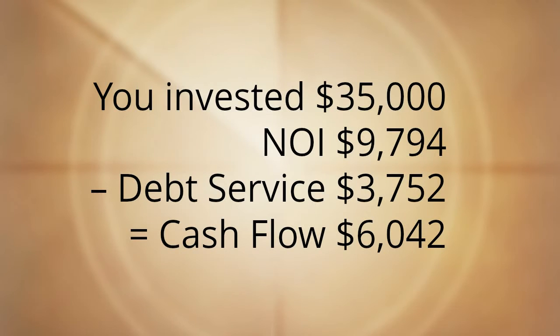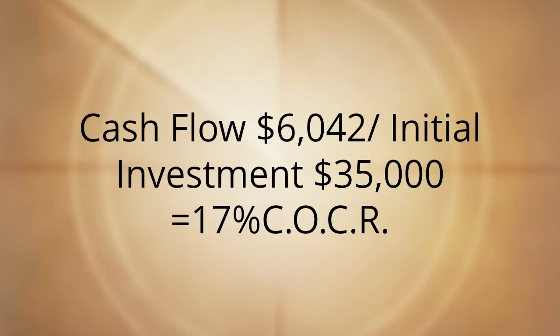If you invested $35,000, the net operating income was $9,794 minus the debt service of $3,752 equals a cash flow of $6,042. So to figure the cash on cash return, it would be the $6,042 divided by your initial investment of $35,000, which would equal the 17% cash on cash return.